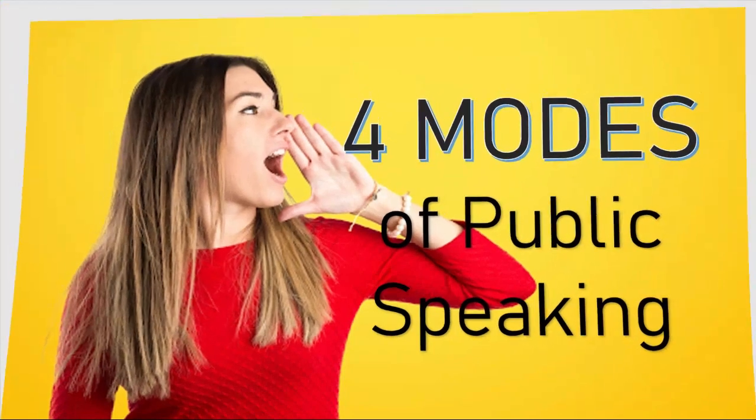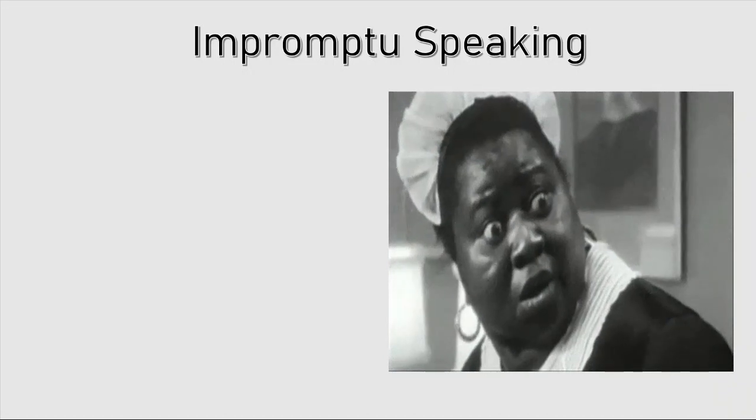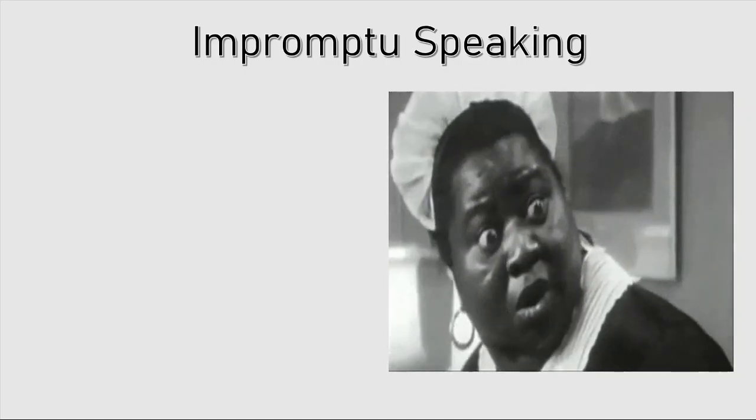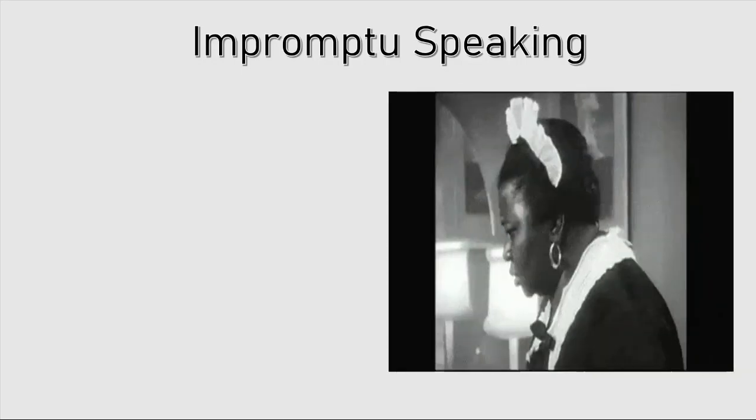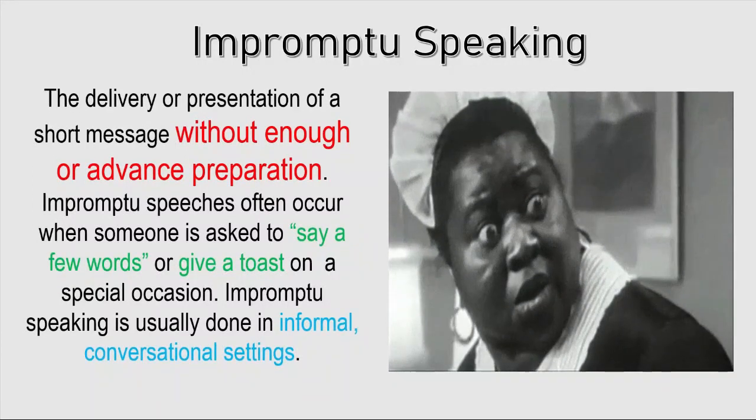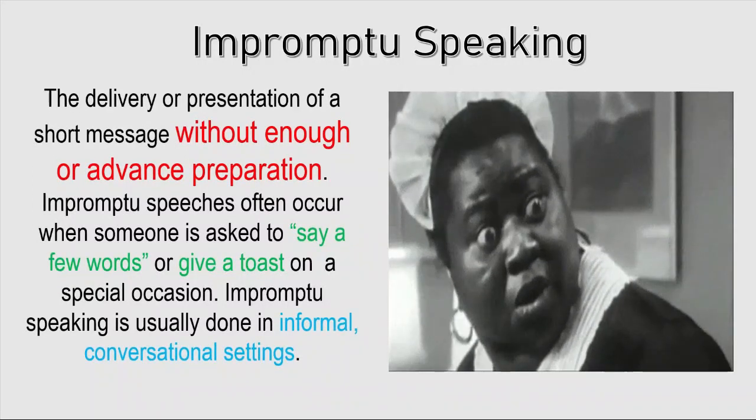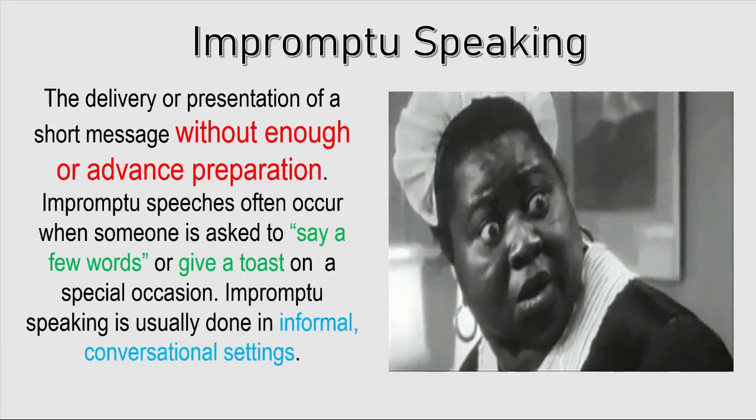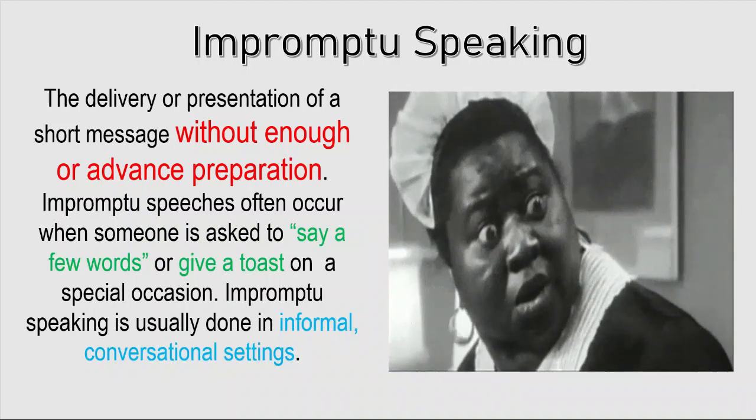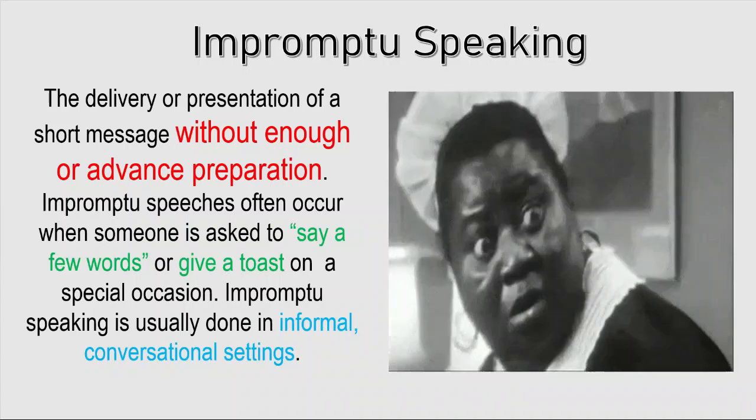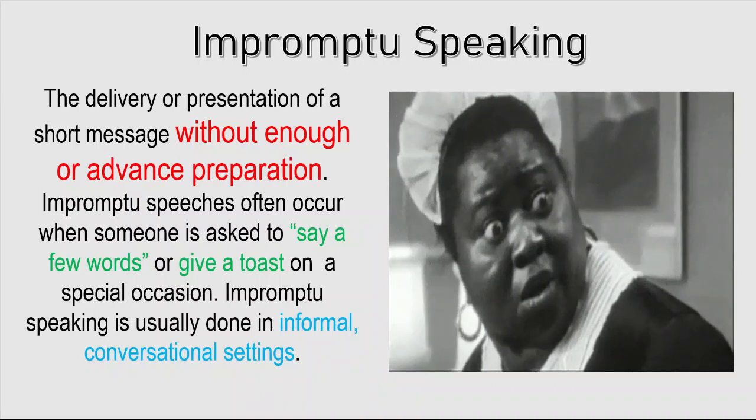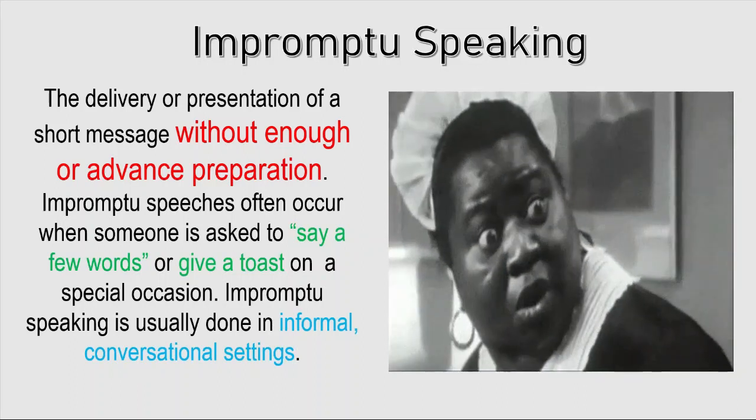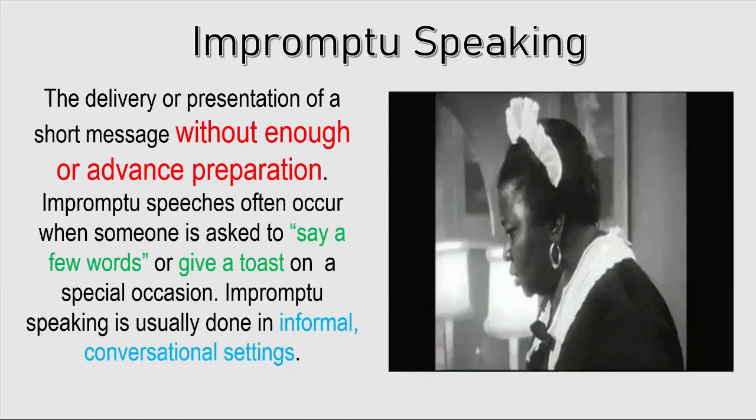Without further ado, the first one is impromptu speaking. Okay? Exactly what we can perceive from the image. Impromptu speaking is the delivery or presentation of a short message without enough or advanced preparation. Impromptu speeches often occur when someone is asked to say a few words or give a toast on a special occasion. Impromptu speaking is usually done in informal conversational settings. Example of this, class, is self-introductions in group settings.